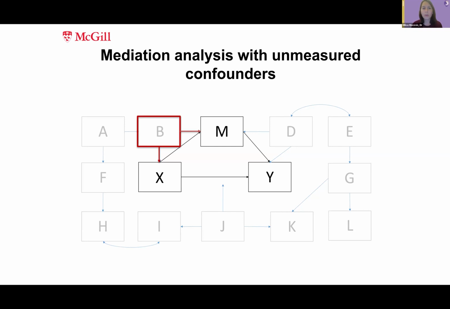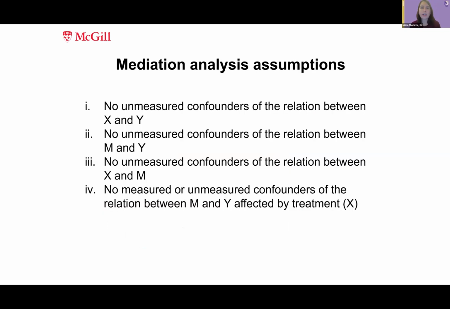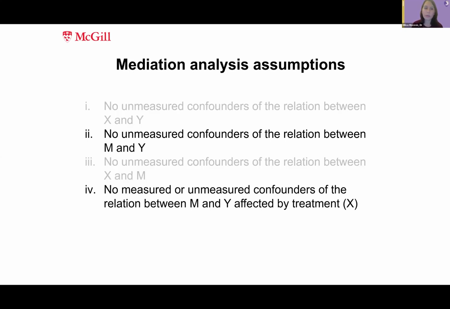So in today's talk, I'll focus on confounders of the relationship between the independent variable and the mediator and the outcome. In mediation analysis, we make 4 assumptions. The first one is that there's no unmeasured confounders of the relationship between X and Y. This is our total effect. The second assumption is no unmeasured confounders of the relationship between M and Y. No unmeasured confounders of the relationship between X and M. And finally, no measured or unmeasured confounders of the relationship between M and Y that have been affected by the treatment X. If we randomize our independent variable, in theory, we have satisfied assumptions 1 and 3.